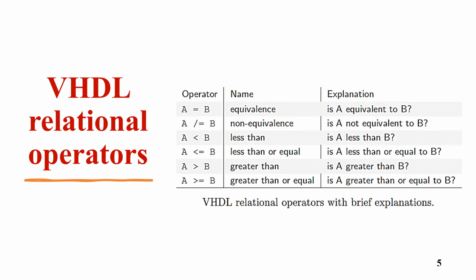And the table shows the relational operators. The first one means A is equivalent to B, the second one is A not equivalent to B, and the others are A less than B, A less than or equal to B, A greater than B, and A greater than or equal to B.